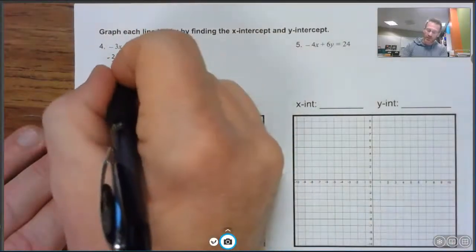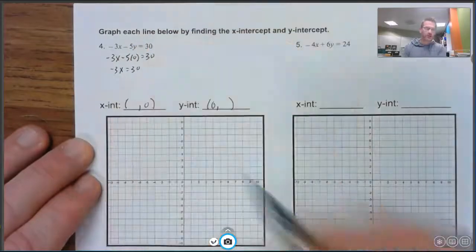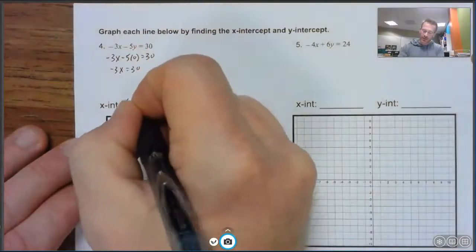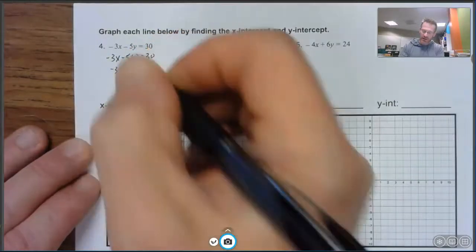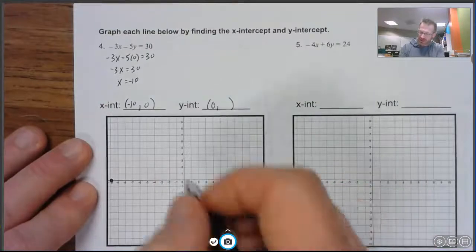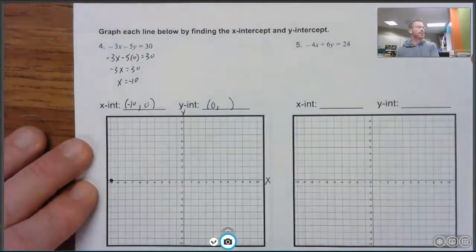So negative 3x minus 5 times 0 equals 30. So negative 3x equals 30. Negative 3 times what is positive 30? Negative 10. So x would be negative 10. So my x-intercept is negative 10, 0. Remember, this is the x-axis, and the vertical axis is the y-axis.